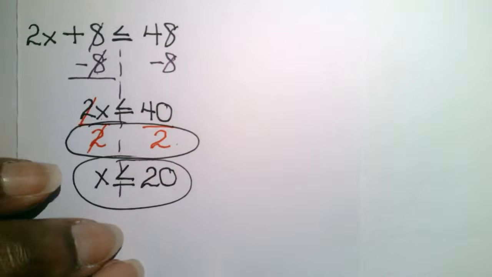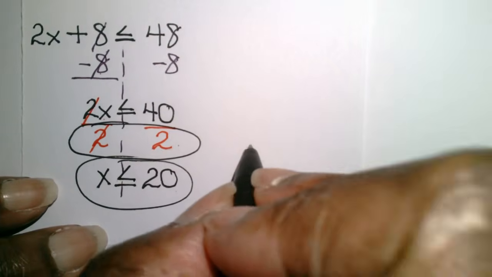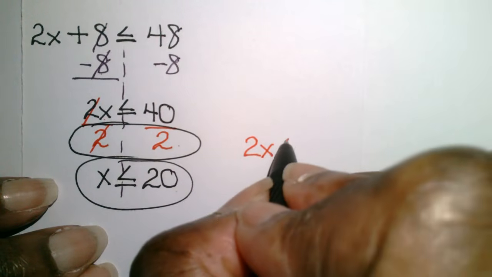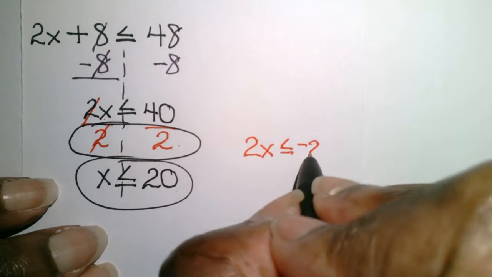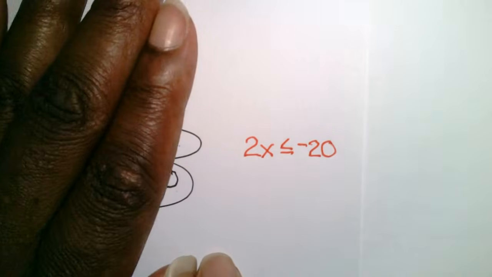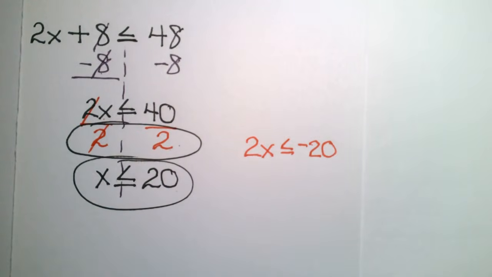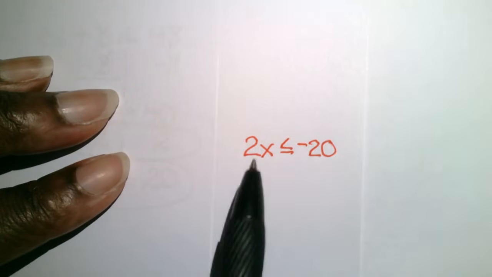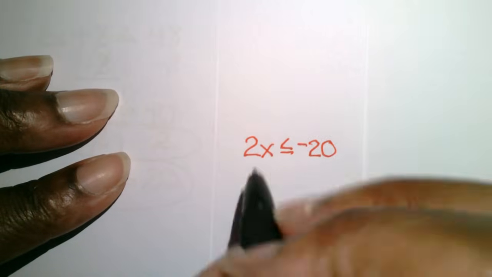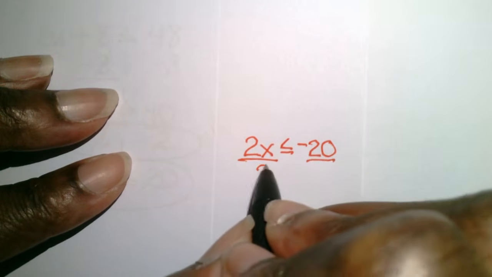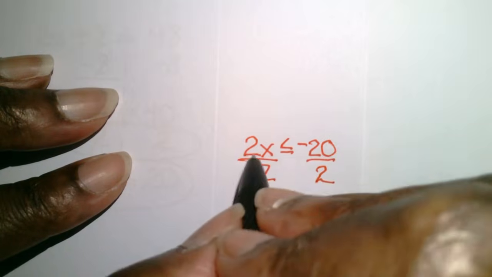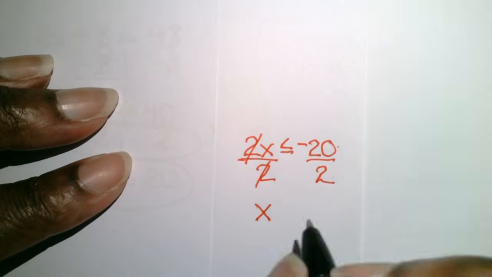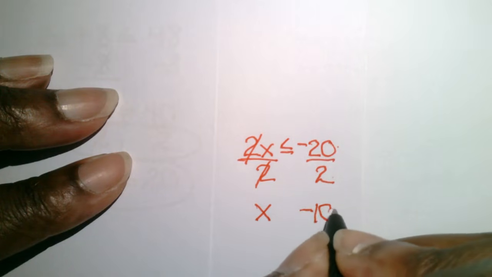Let me slide. So if I had, let's say, 2x less than or equal to negative 20. Actually, let me cover it up. So this is a different problem. If we got something like this, and we divide by 2, everything looks pretty kosher. 2 divided by 2 gives me my x. Negative 20 divided by 2 gives me a negative 10.